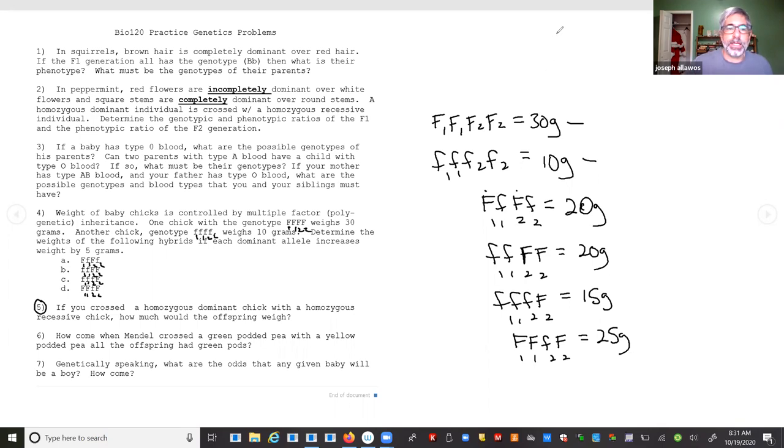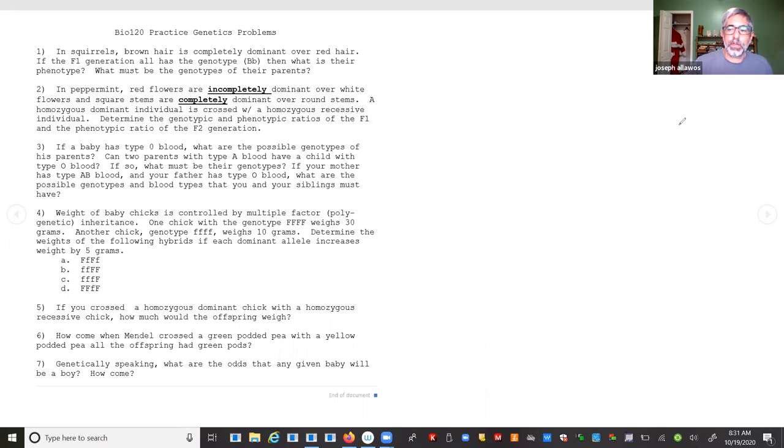All right, now it says, if you cross a homozygous dominant chick with a homozygous recessive chick, now clearly we can't be mating chicks together. They would have to grow up to be chickens. You know, one of the boy chicks would be the rooster and the girl chick would be the hen, right? Let's just say they grew up.